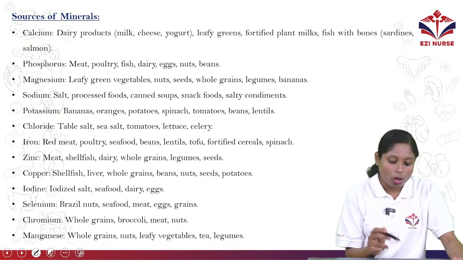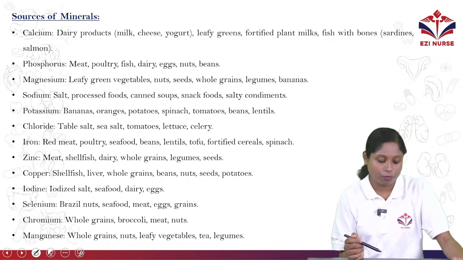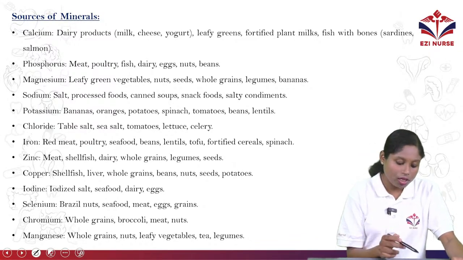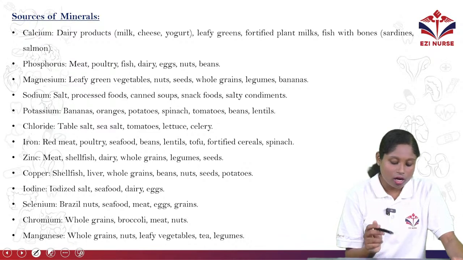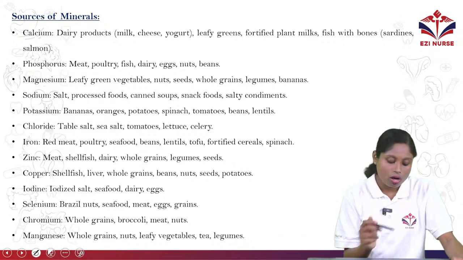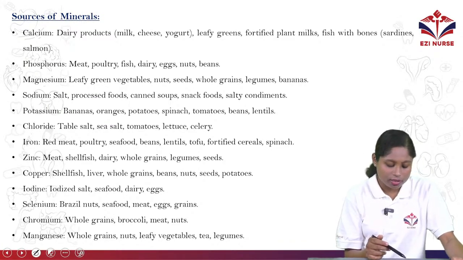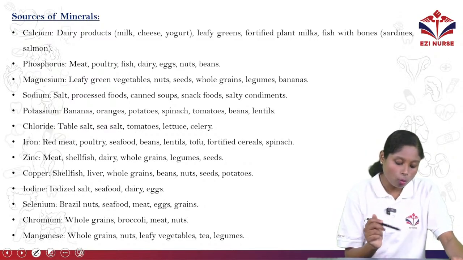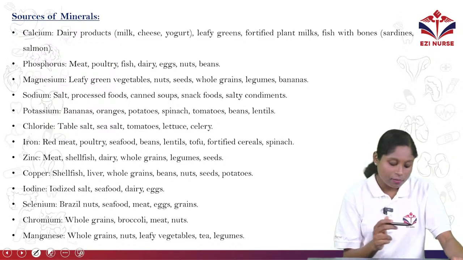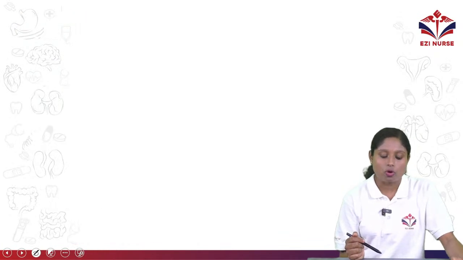Iron: red meat, poultry, seafood, beans, lentils, tofu, fortified cereals and spinach. Zinc: meat, shellfish, dairy, whole grains, legumes and seeds. Copper from shellfish, liver, whole grains, beans, nuts, seeds and potato. Iodine from iodized salt, seafood and dairy, also eggs. Selenium: Brazil nuts, seafood, meat, egg and grains. Chromium: whole grains, broccoli, meat and nuts. Manganese is from whole grains, nuts, leafy vegetables, tea and legumes. So these are the sources of minerals.